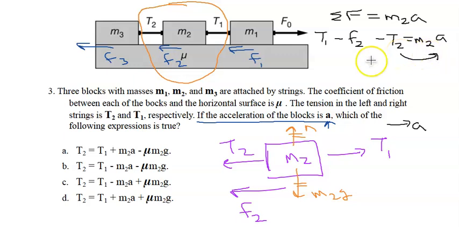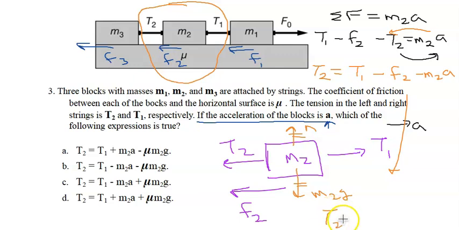So I'm going to bring that over to this side and M2A over to that side, and you get T2 equals T1 minus F2 minus M2A. So we're close. The last thing we have to do is recognize that T1 is okay, that checks, minus mu kinetic because it's moving, the normal equals the weight, M2G minus M2A.